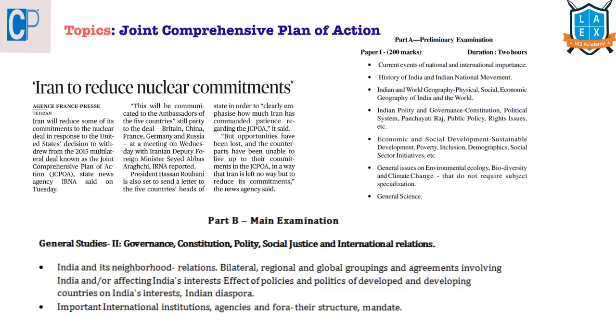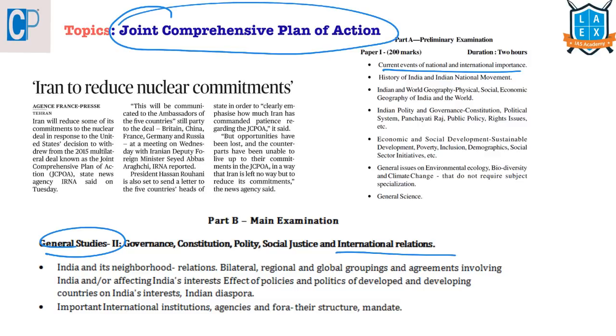The next article is Iran to reduce nuclear commitments. As a response to the United States withdrawal from the Joint Comprehensive Plan of Action, Iran has decided to reduce its commitments to the nuclear deal. In case of prelims, this article comes under the topic of current events of national and international importance, and in case of mains, it comes under GS paper 2 under the topic of international relations. So from the prelims point of view, we should know what this Joint Comprehensive Plan of Action mentioned in this article is.